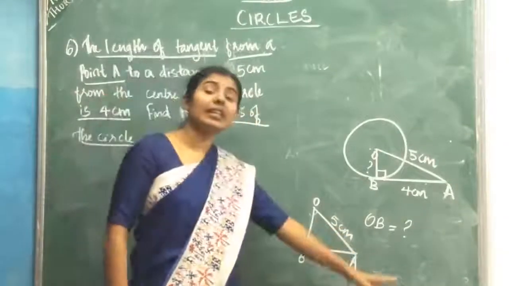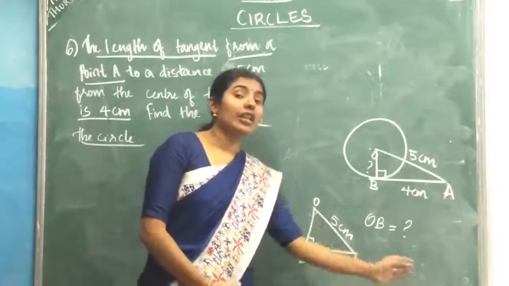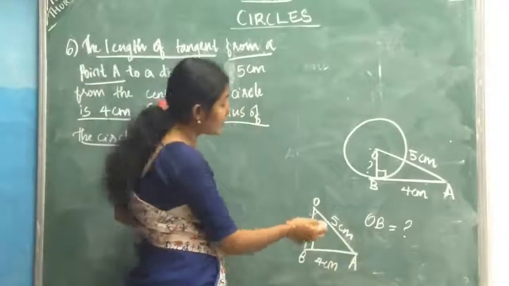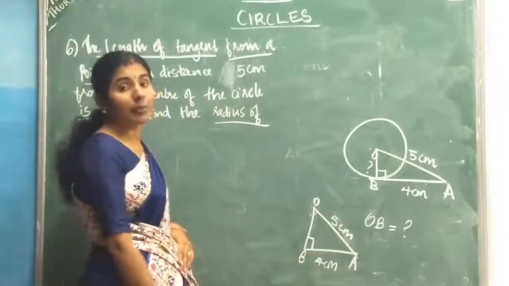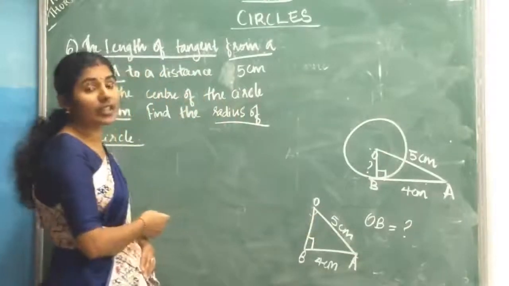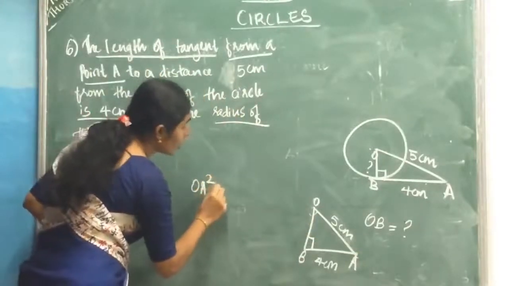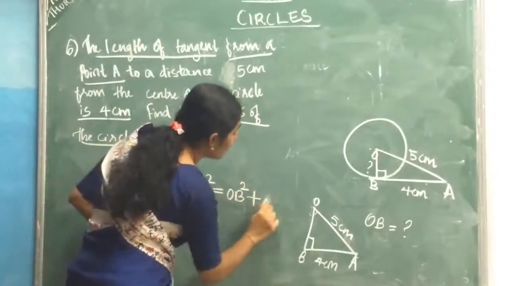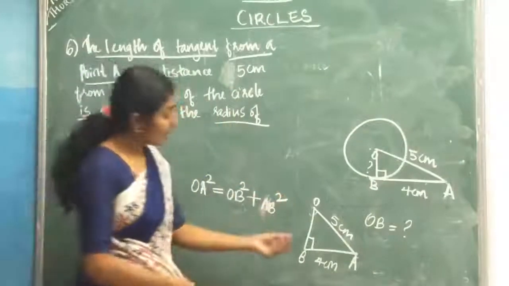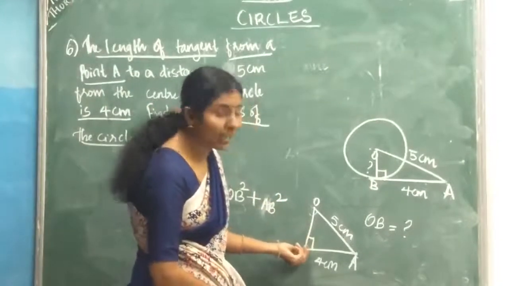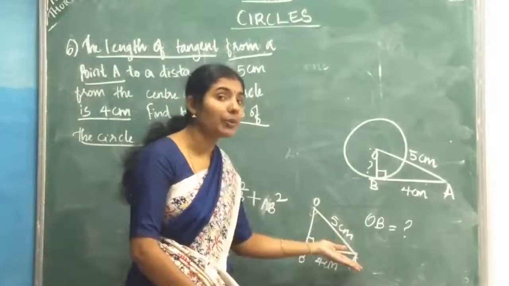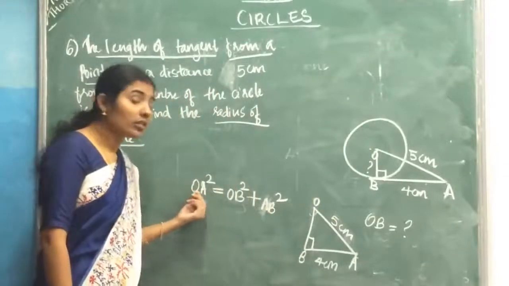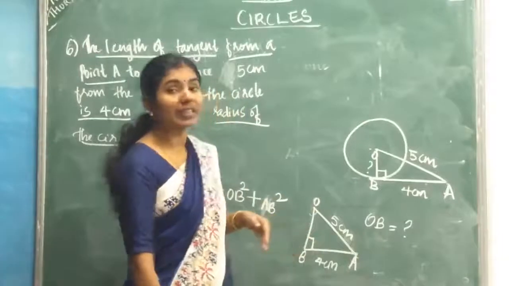So this triangle is a right angle triangle, which means we can apply the Pythagoras theorem. What is the Pythagoras theorem? Which is the hypotenuse? OA is the hypotenuse. When you apply the Pythagoras theorem, you will get OA square equal to OB square plus AB square. Here the side opposite the 90 degree angle is OA, so that is the hypotenuse. So what can you write? OA square equal to OB square plus AB square.